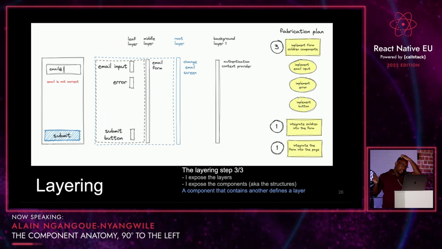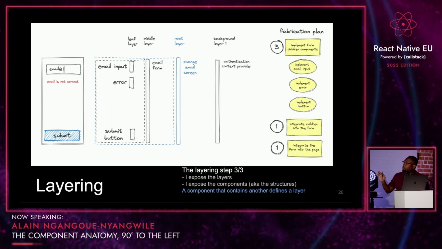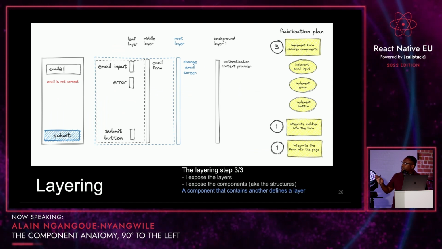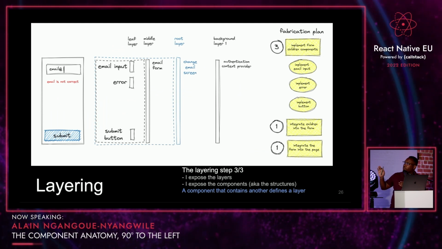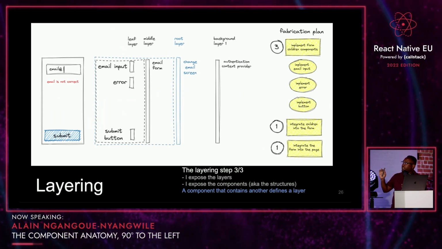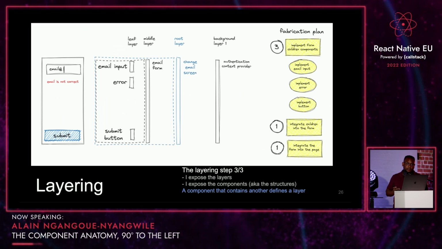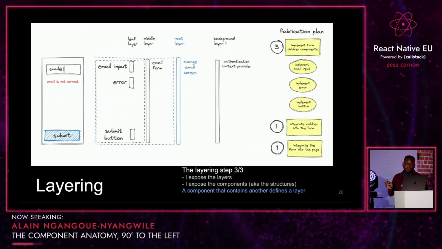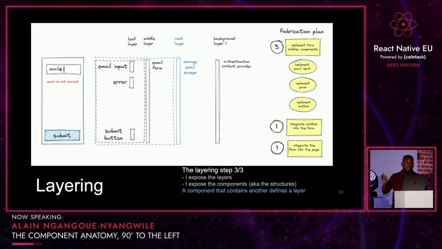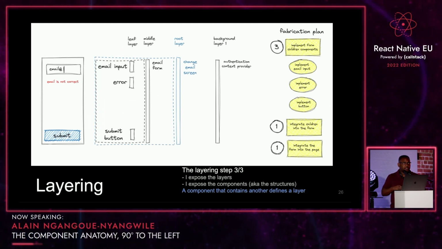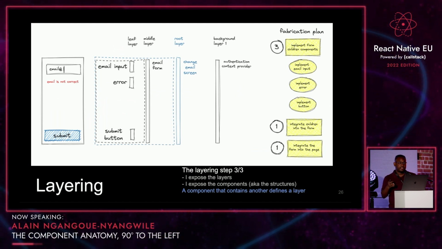So after having exposed the layers, we need to expose the components. To do that, we just need to choose the way we are going to encapsulate the components in order to build them. This step is really relevant because this is where you choose your component strategy according to the atomic design and the level of reusability you are targeting.